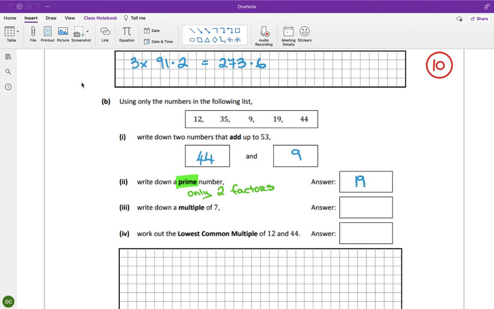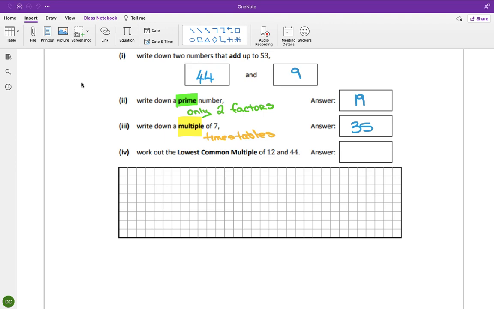Multiple is your times tables. So if you do your 7 times tables, you will find that 35 is in that list. And work out the lowest common multiple of 12 and 44. It doesn't say that you have to do prime factors, so you can do it whatever way you want. So we can do the times tables, which would be 12, 24, 36, 48, 60, 72, 84, 96. Don't think I have anything yet.